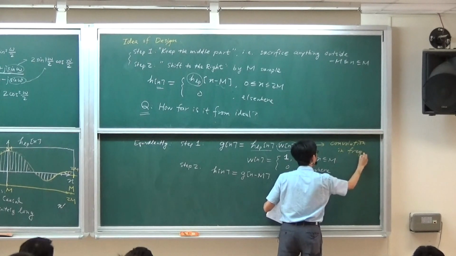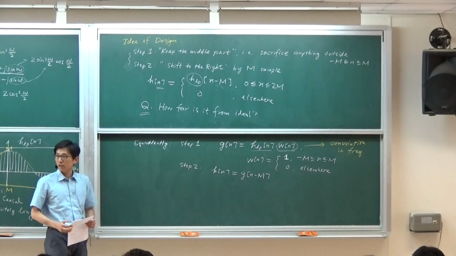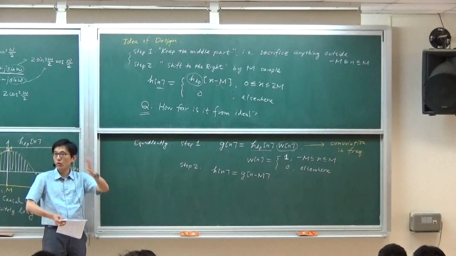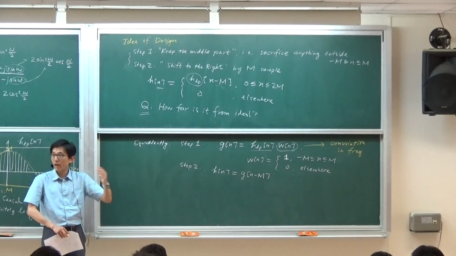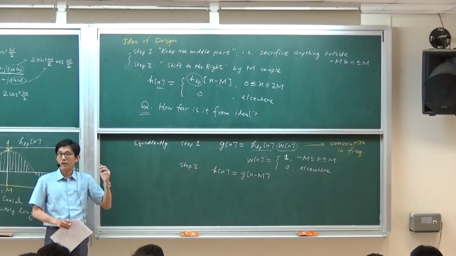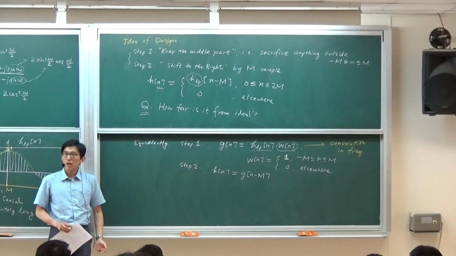Convolution in the frequency domain. Okay? So that's the effect of step 1. Now we are multiplying the ideal response with a window function in the time domain. We should expect the magnitude response to differ from ideal because of the convolution that's happening in the frequency domain. Okay? I will come back to this.